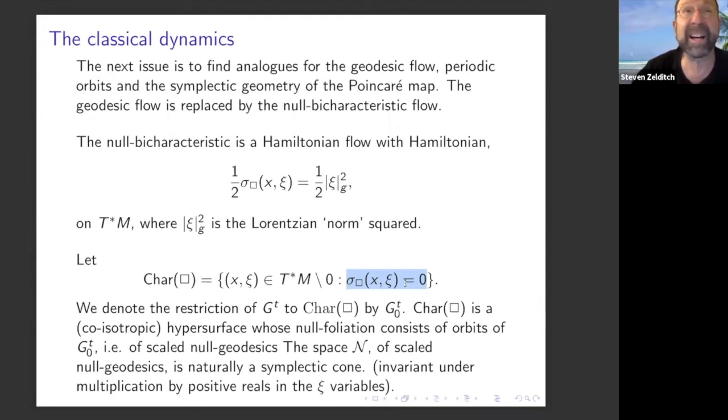It's actually conic, homogeneous, because the characteristic variety is homogeneous. If I multiply by a positive real number, it's still in there. And the R action did not change that, dividing by the R action. So this is a conic symplectic manifold, which is the kind of place where you do differential operator theory. And so N is going to be our phase space.